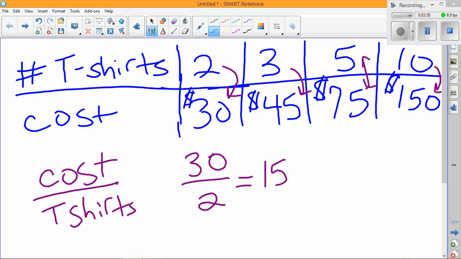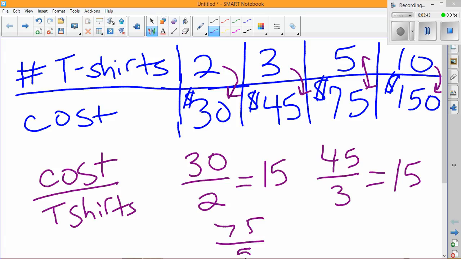And then just check and make sure it holds true. 45 divided by 3 gives me 15. 75 divided by 5 gives me 15. It's just going the opposite way in this case. If you can divide or multiply by a constant, you'll get a proportional relationship. So these ones are indeed proportional.